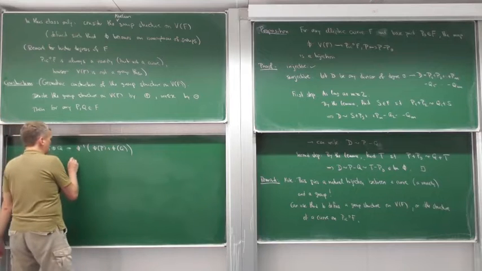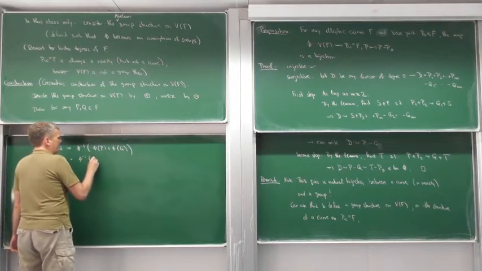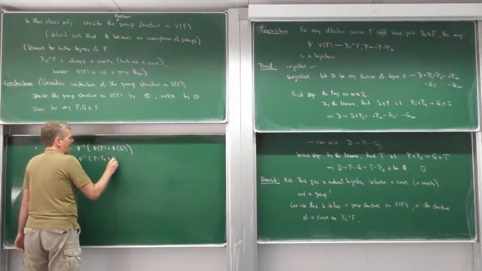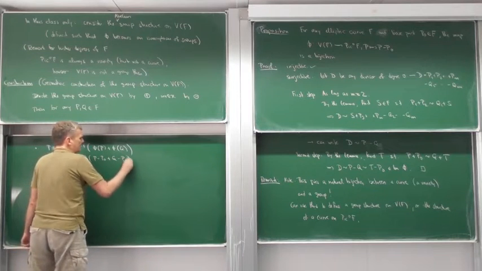So what is phi of P? You can just plug that in. Phi of P is P minus P0, and phi of Q is Q minus P0.